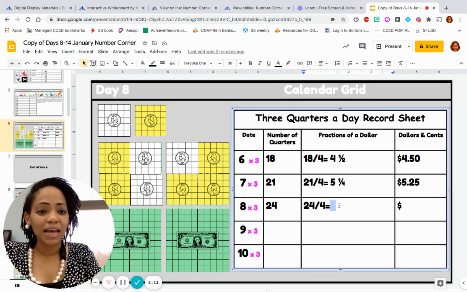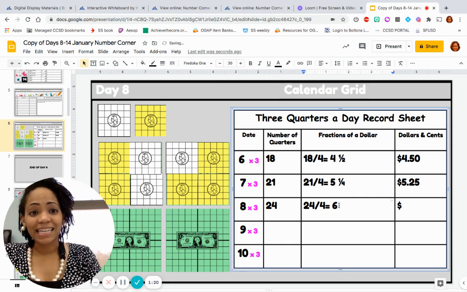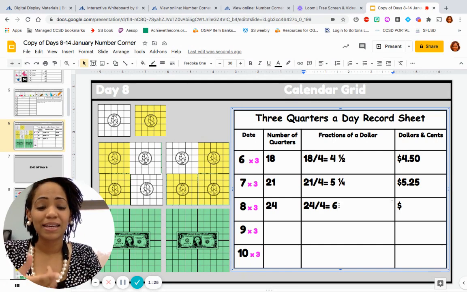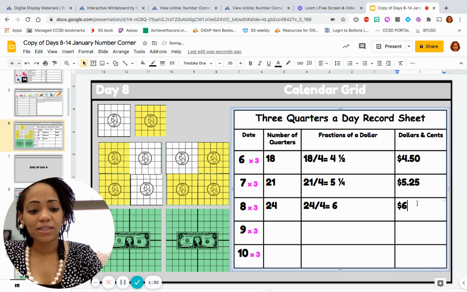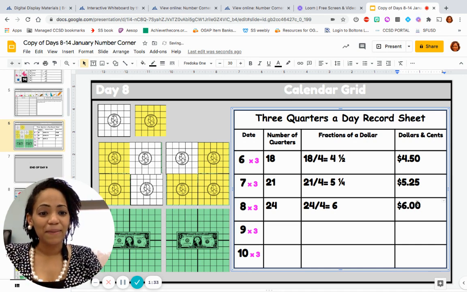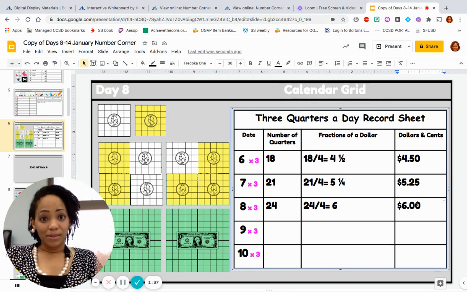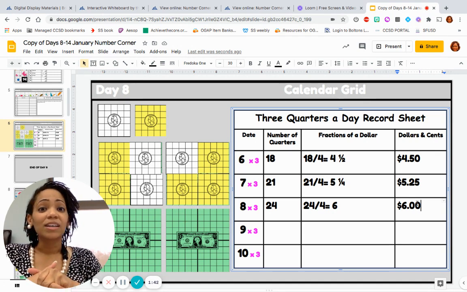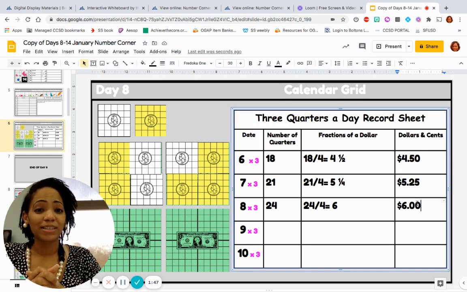So how much money is that? What is 24 divided by 4? Yeah, it's 6. 24 divided by 4 is 6 because we know 4 times 6 is 24. So if there are 6 wholes, that means we have 6 whole dollars. Okay, that's how much money we've collected so far, and we still have some more days to go to figure out how much money we've collected this month. And was it better to have chosen the $10 up front or to wait to collect 3 quarters a day?